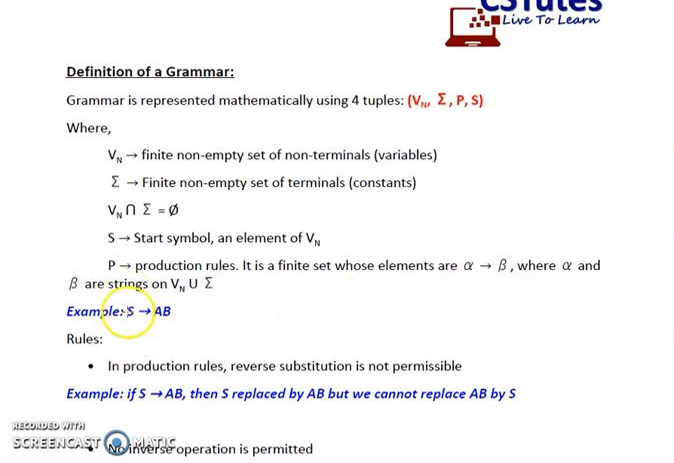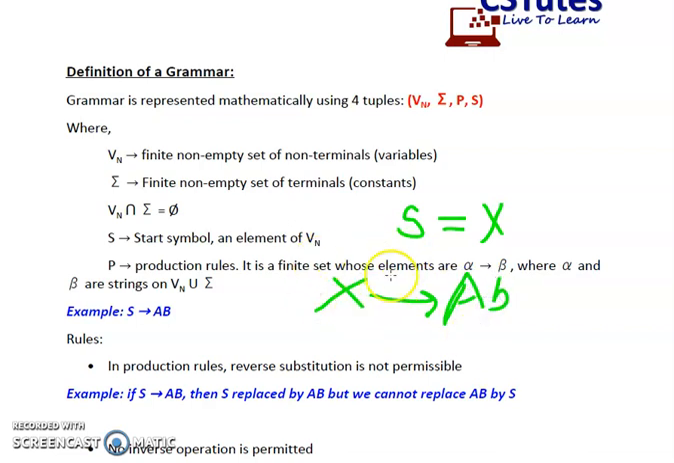For example, over here it is given capital S tends to A, B. So this is our starting production rule because it is starting with S and it tends to A, B. Now suppose we want to have some different symbol as the start symbol. I am using X as the start symbol. So I can write S equal to X, and whenever I write like this, X tends to A, B. That means the start symbol tends to A, B.